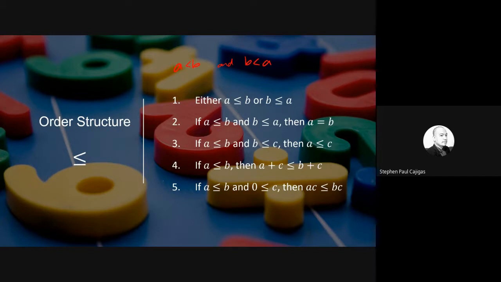Okay, so we go to number 3. If A is less than or equal to B and B is less than or equal to C, then A must be less than or equal to C. This is called the transitivity property of the order structure. And numbers 1 and 2, this is the trichotomy.